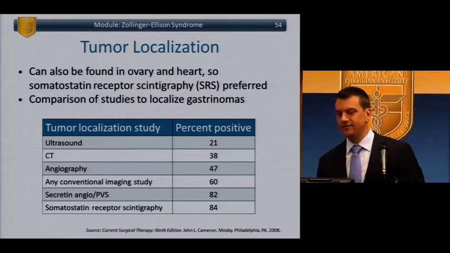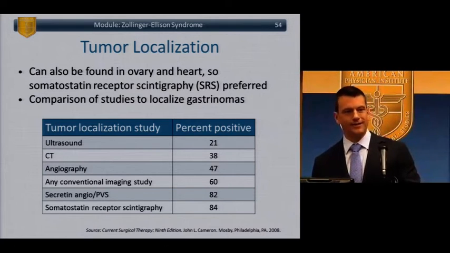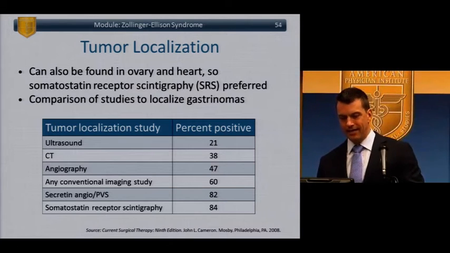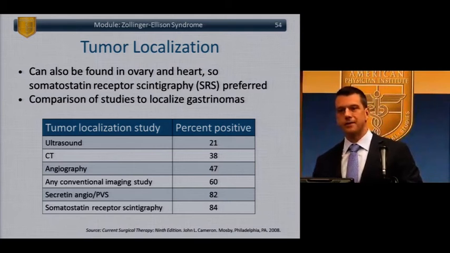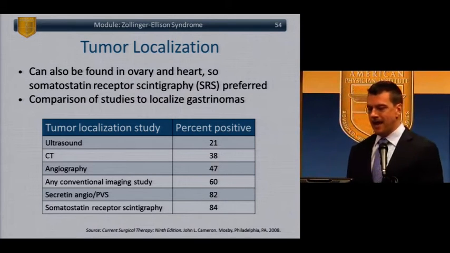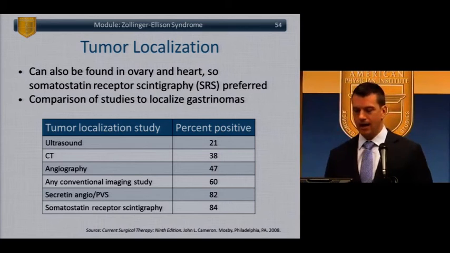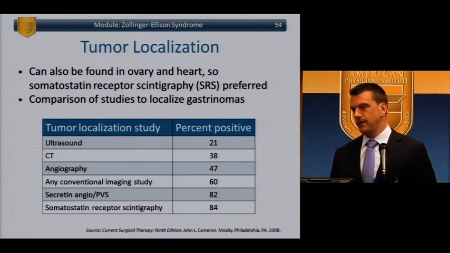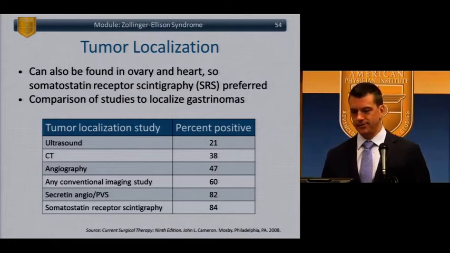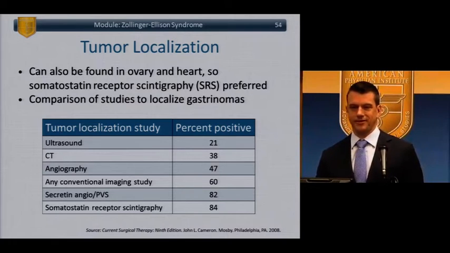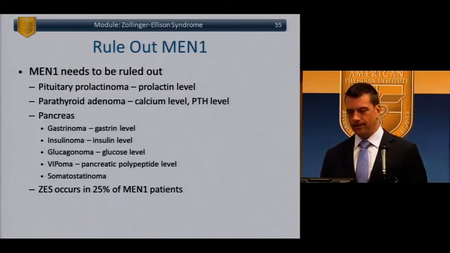Somatostatin receptor scintigraphy now is the preferred test of choice. This will show you tumors just about everywhere. It's the least invasive and the most sensitive, as you can see here by the numbers. Ultrasound is possible. Intraoperative ultrasound can be very useful in finding those smaller tumors within the duodenum or the pancreas if you're having to excise. Angiography at times can be used. Secretin angio is possible. It's about 82%, but again, much harder to do than just the somatostatin receptor scintigraphy.